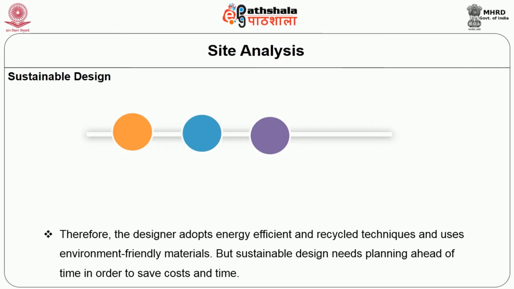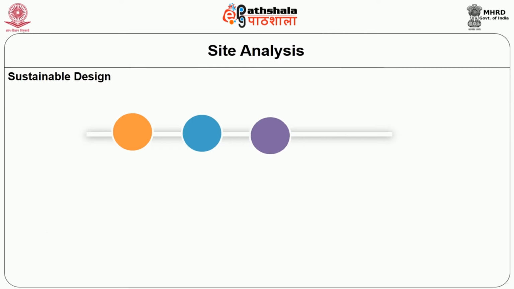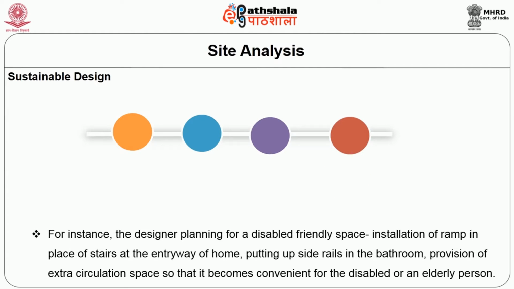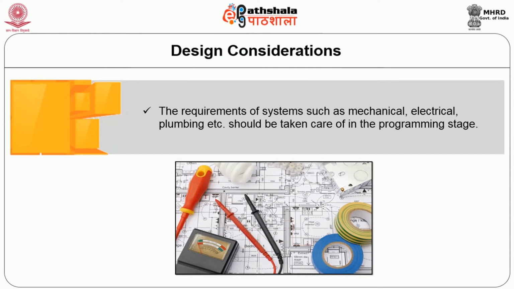But sustainable design needs planning ahead of time in order to save cost and time. For instance, the designer planning for a disabled friendly space, installation of a ramp in place of stairs at the entryway of a home, putting of side rails in the bathroom, and provision of extra circulation space so that it becomes convenient for the disabled or an elderly person.